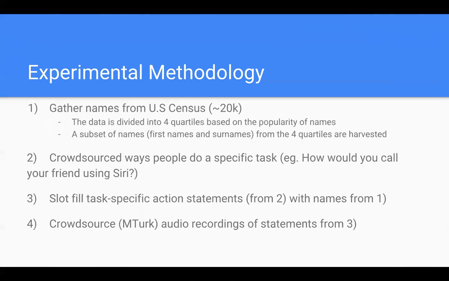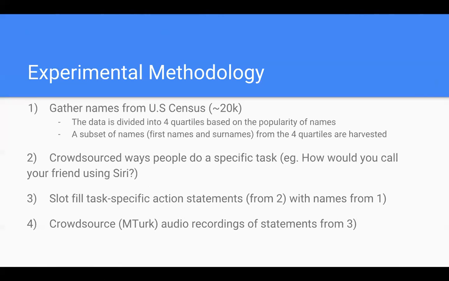So we're talking about the experimental methodology that we used in order to test our system. We gathered names from the US Census, so this was about 20,000 names. Then we crowdsourced different ways that people did a specific task. In this case, it was a collaboration-related task. So how do you call a friend using Siri?